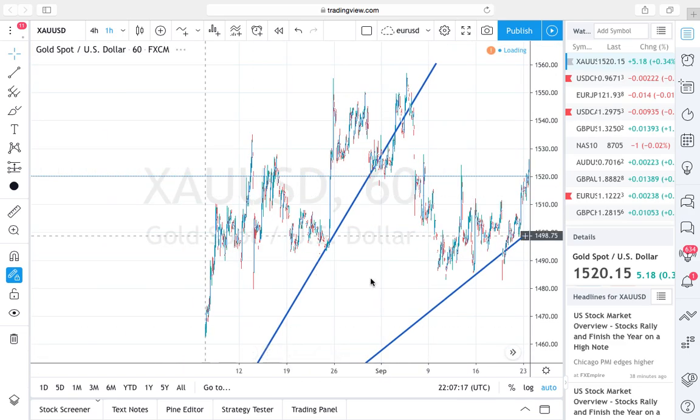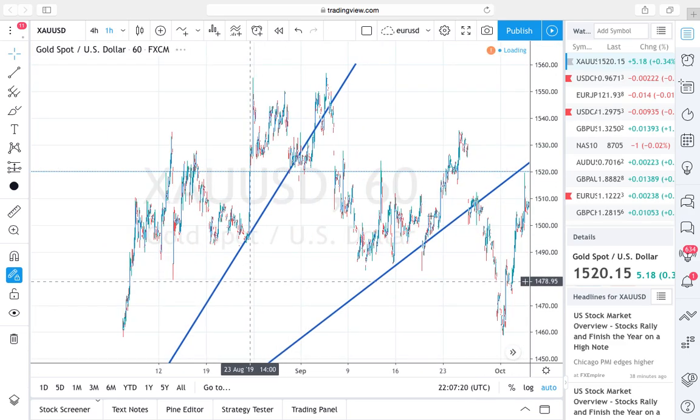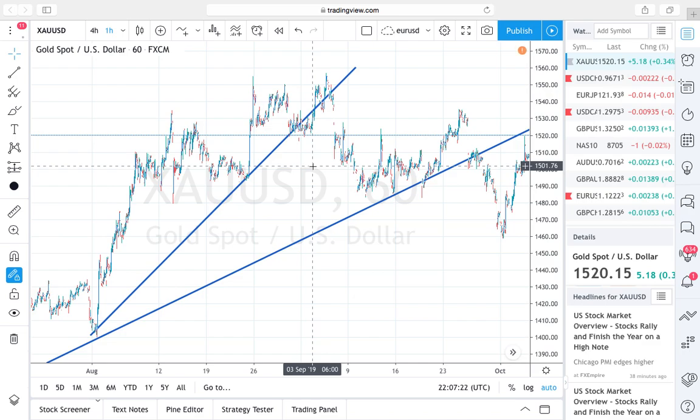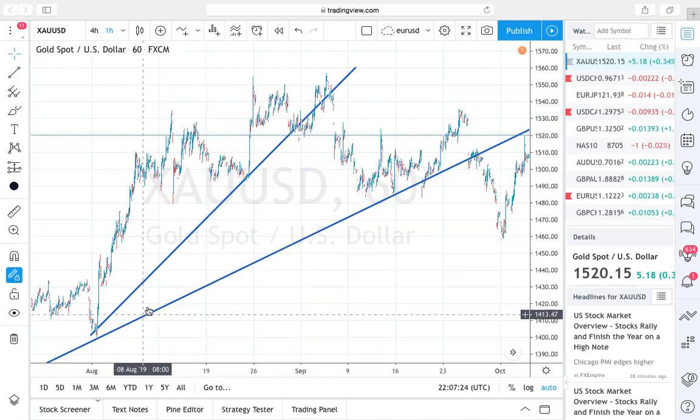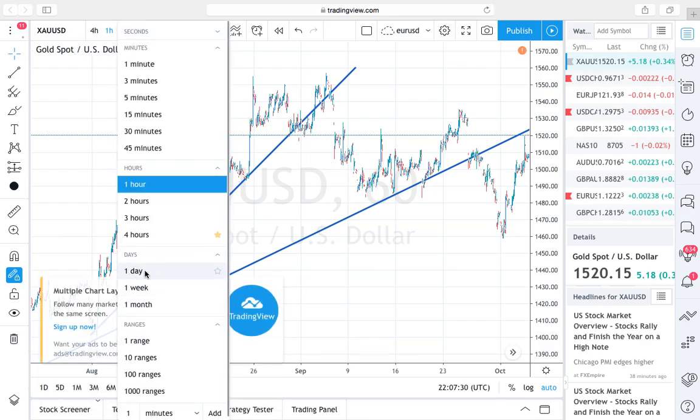So that's the basics on trend lines as well. You can try the bounce or the break. And something else to notice here, in the daily time frame.